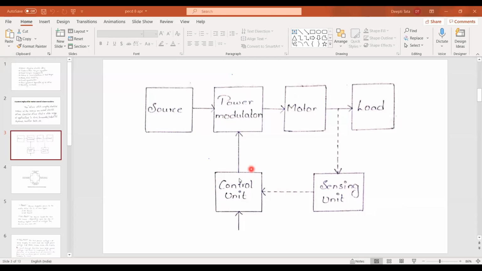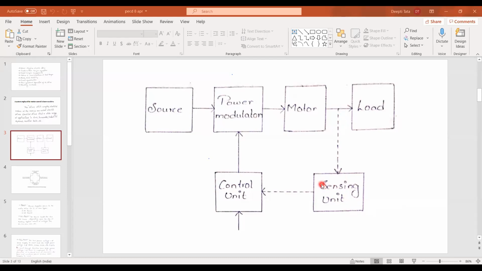Right. It is the control unit. Actually, the purpose of this control unit is that you are going to provide some reference signal here and some other signal is coming from the sensing unit. This sensing unit is used to measure the output parameters. Output parameters are nothing but output current or output speed. If someone requires the speed only, then this unit measures the speed. If someone requires the output current only, then the sensing unit measures the output current from the motor.